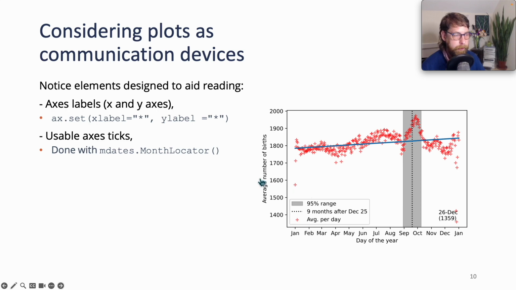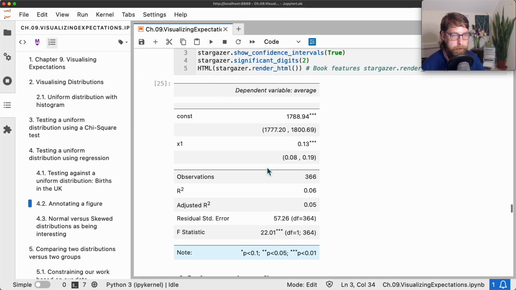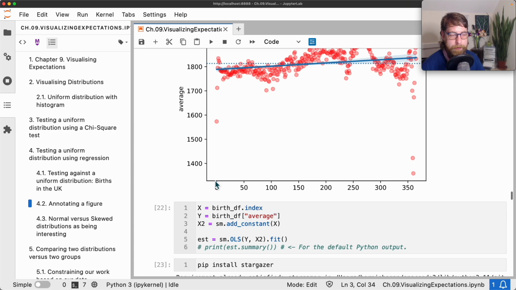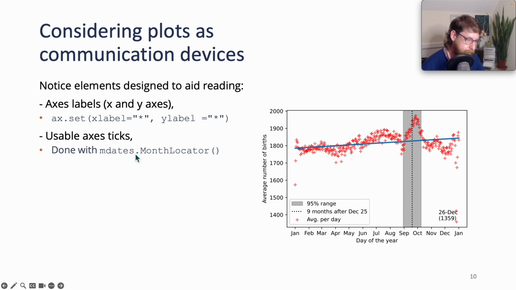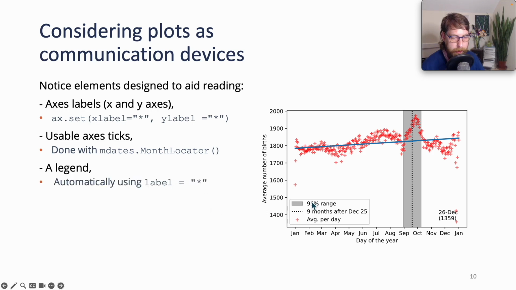On the previous figure, to recall up here, we just got days. We might say day of the year, which is technically true, but it's not especially enlivening. So if we have this mdates month locator, then we can have our months over the year, and that's really useful. We have a legend down here, and we see here a 95% range.